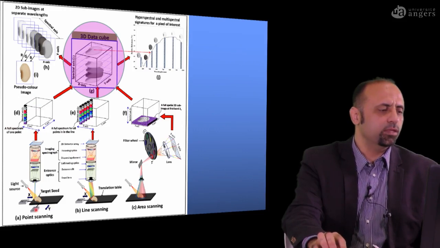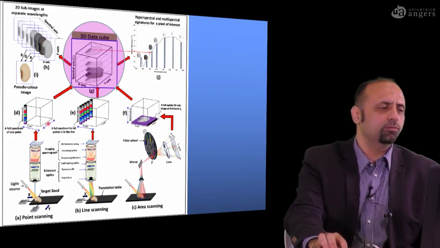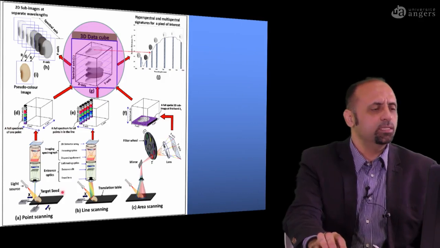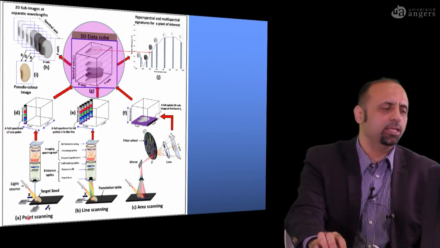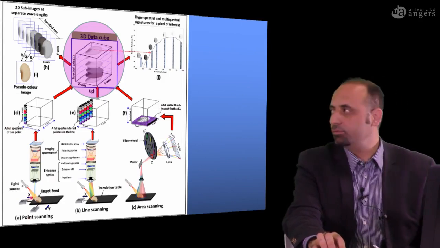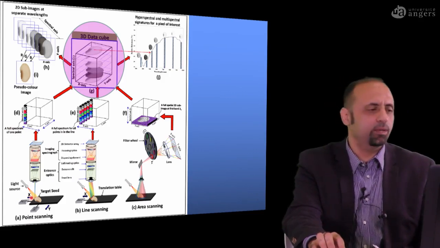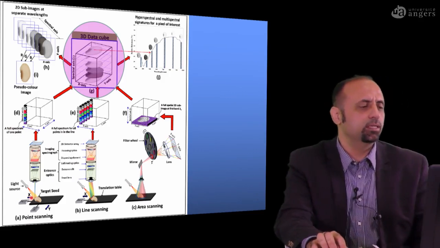Then move in the other direction to a new line, and finally, line by line, you have one complete 3D image. This is called point scan, and as you see here, it is very slow to acquire one image using the point scan scenario.